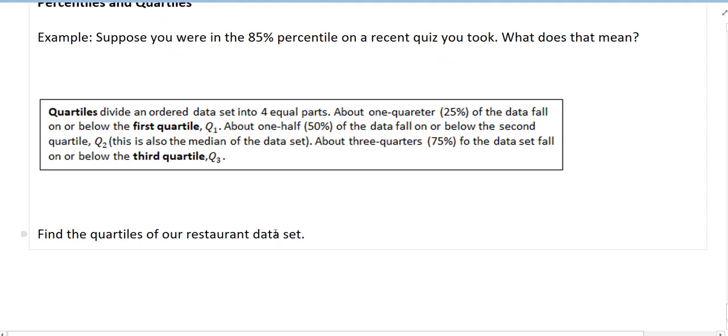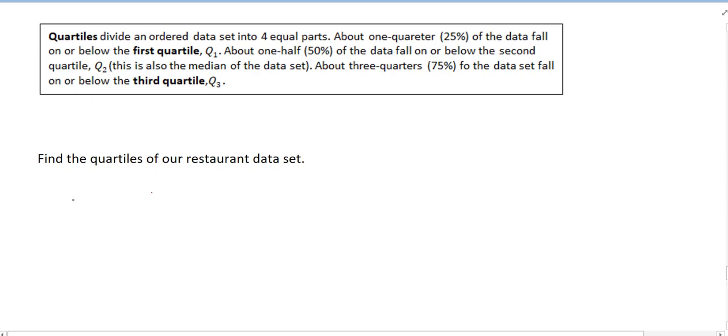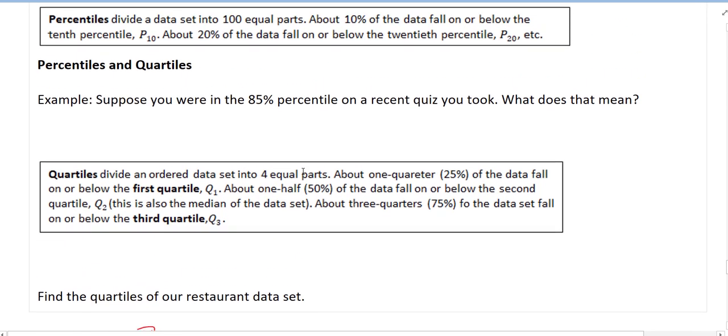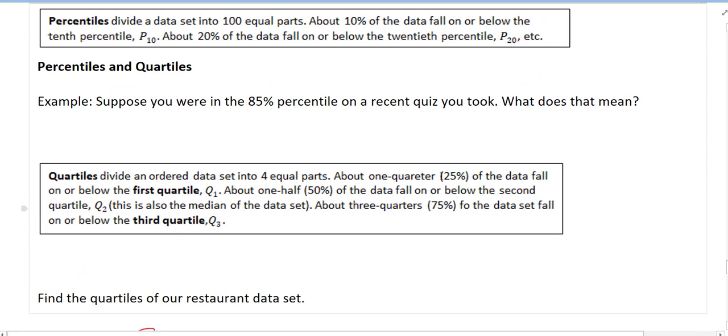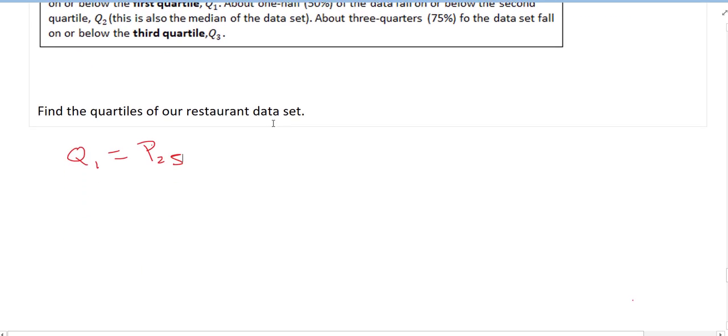So let's find the quartiles of our restaurant data set. Now to find our quartiles, we really need to be able to find our percentiles. So to find Q1, that really means the 25th percentile. So looking back at our notation here, Q1 is where 25% of the data falls, and so we denote it as P25. And so that's what Q1 equals. It gives us 25% of the data.